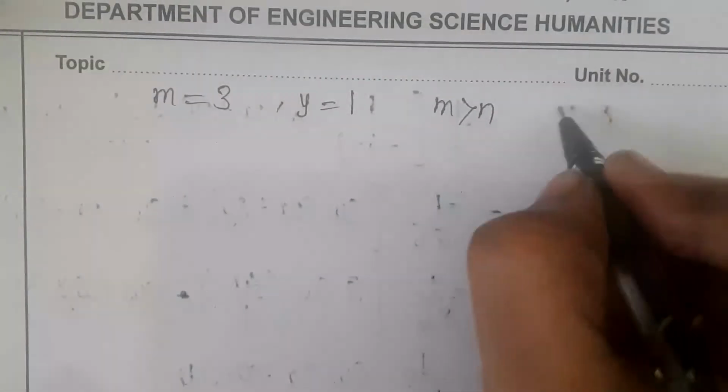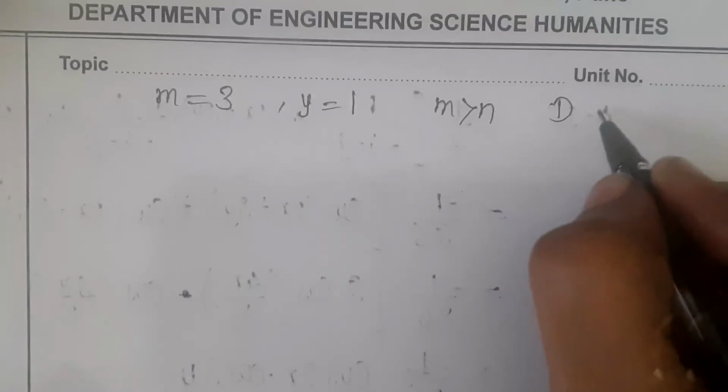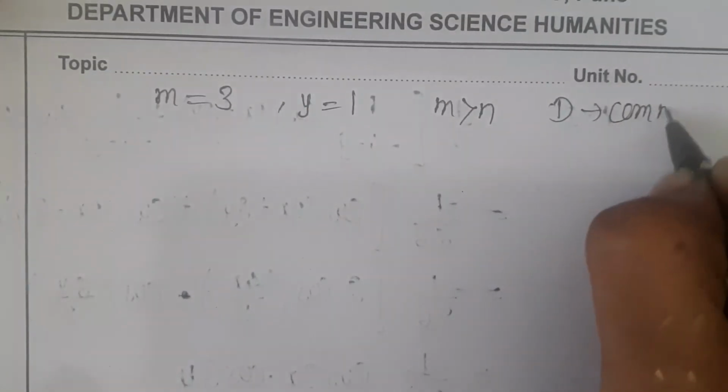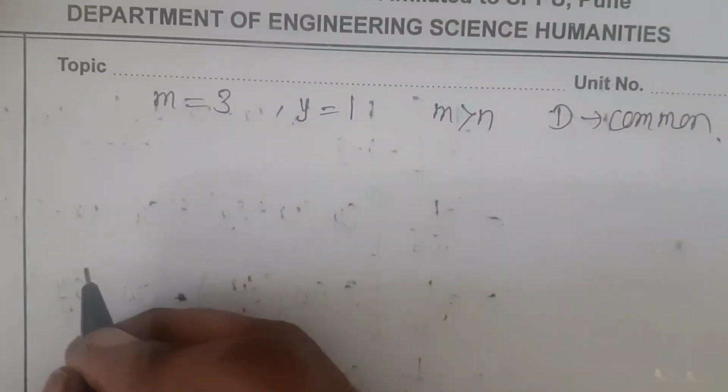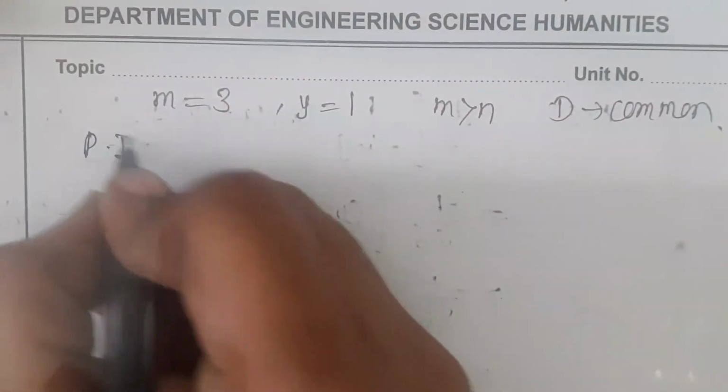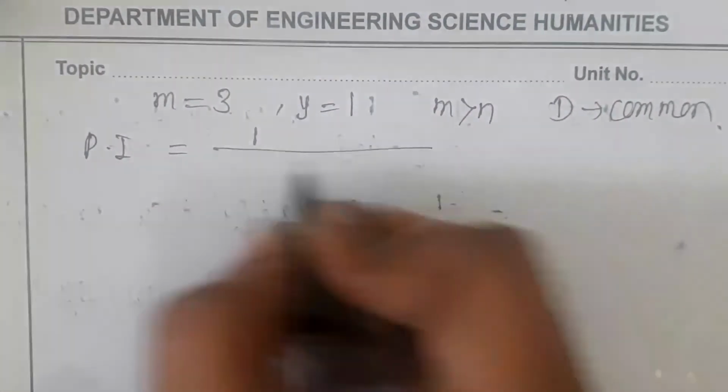So simplify it further. Now what is the power of x? X power is 2, 3 and y power is 1. So here m is greater than n. M is greater than n means we have to take D common. Taking D common, you will get D dash by D form. So the particular integral becomes 1 upon taking D common.